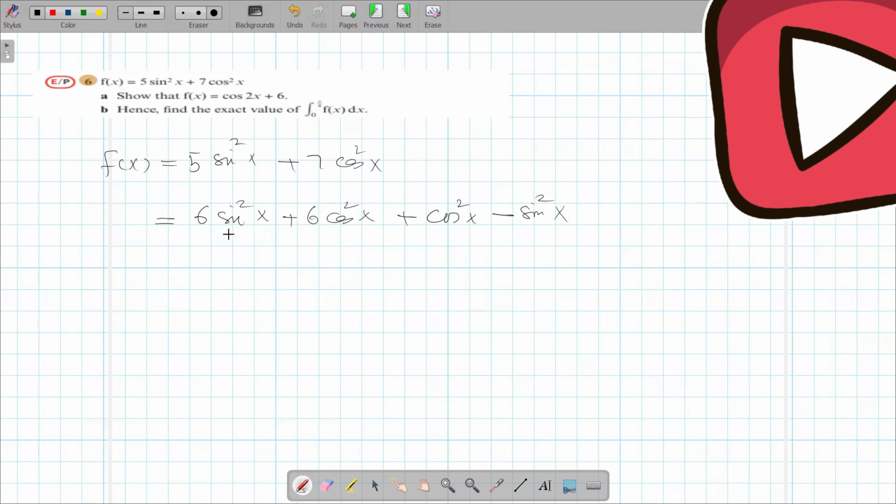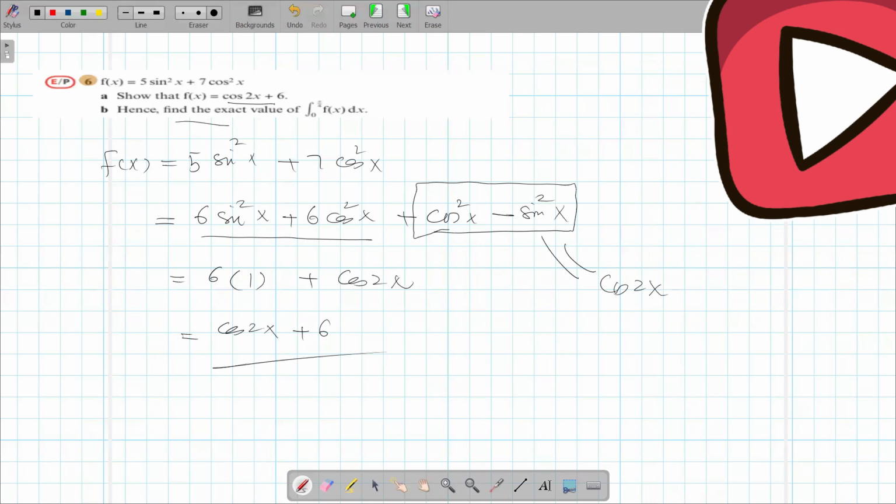And that can just be 6 times 1, right? Exactly. This will be 6 times 1. And this is a double angle formula of cosine. I already told you that this is equal to cosine of double x, cosine of 2x. So this is done. This is exactly the same as what we want to prove. This is cosine 2x plus 6.